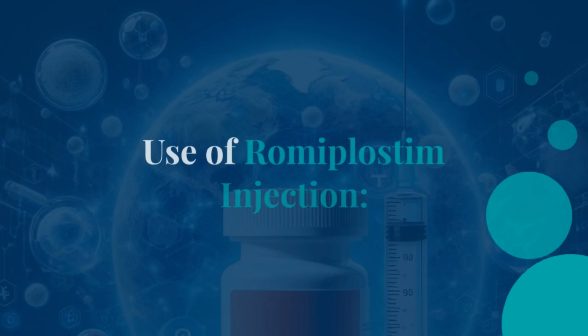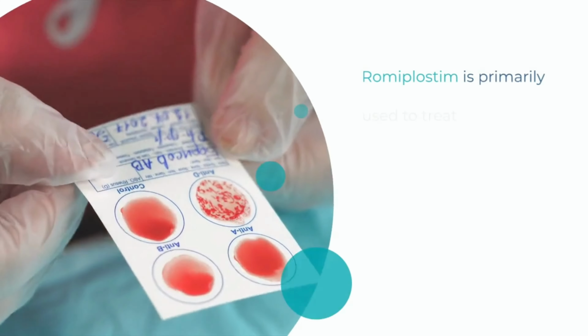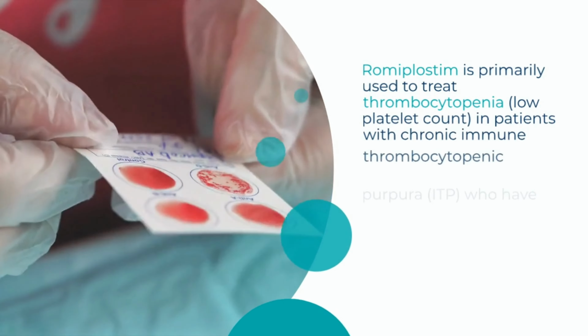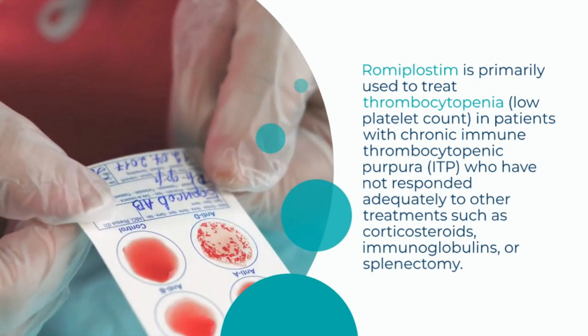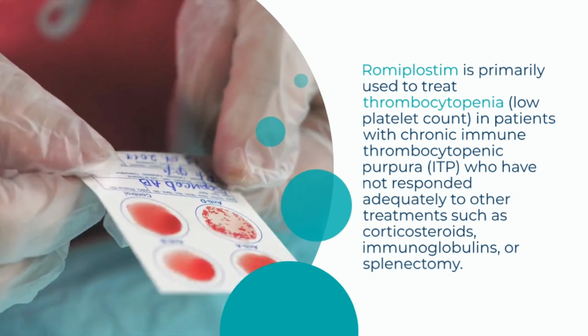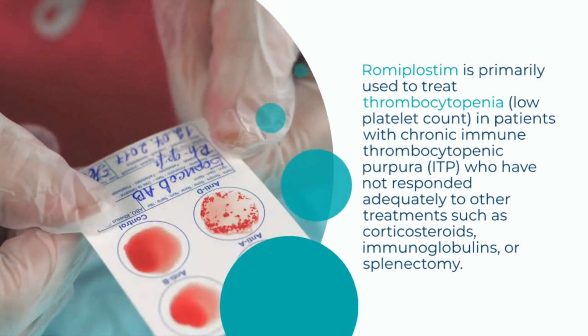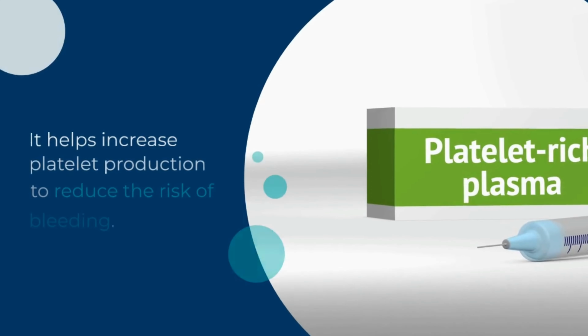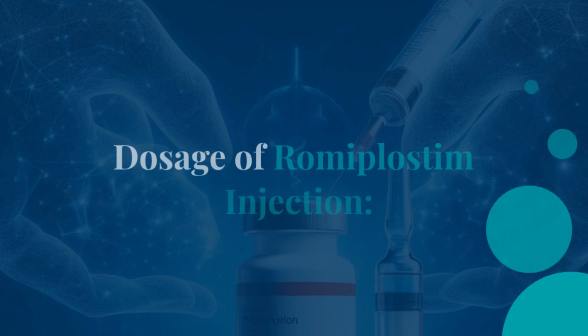Now, let's get started. Use of Romiplostim Injection. Romiplostim is primarily used to treat thrombocytopenia in patients with chronic immune thrombocytopenic purpura who have not responded adequately to other treatments such as corticosteroids, immunoglobulins, or splenectomy. It helps increase platelet production to reduce the risk of bleeding.